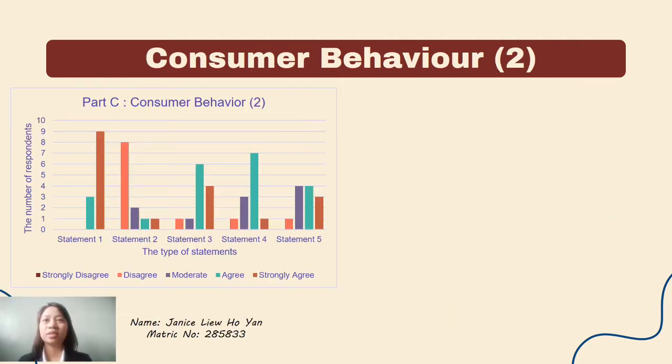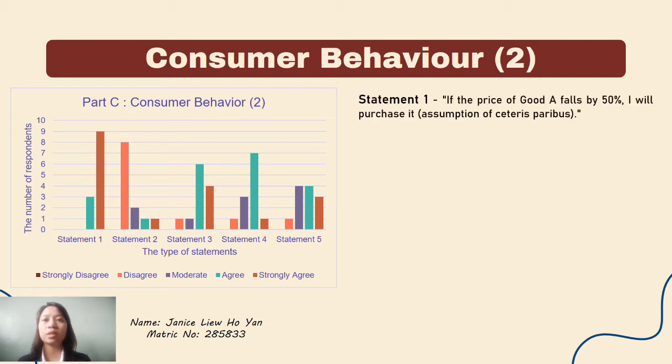Thank you. Today I will present part C, consumer behavior. Based on the figure, statement 1 is, if the price of good A falls by 50%, I will purchase it. Assumption of ceteris paribus. We can see that most of the respondents who answered this survey form strongly agree with statement 1. This is because the price of good A is cheaper than good B. The consumers can get the number of goods as good A with the lower price than good B.